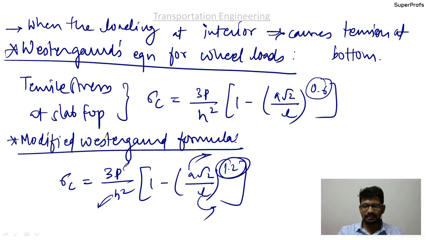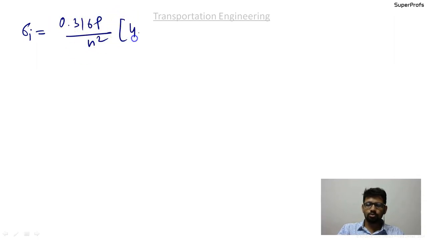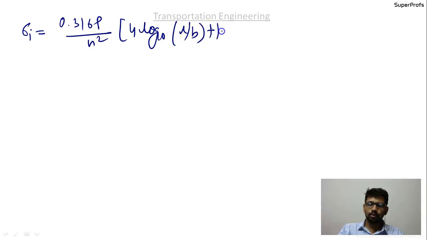So let us now discuss the Westergaard's equations for wheel loads. What we discussed was the wheel stress at the corner. Let us now discuss the interior. For interior loading, please don't try to remember this formula. Just for your information, it is 0.316 P upon h square into 4 log to the base 10 of L by b, plus 1.069. That is at the interior.